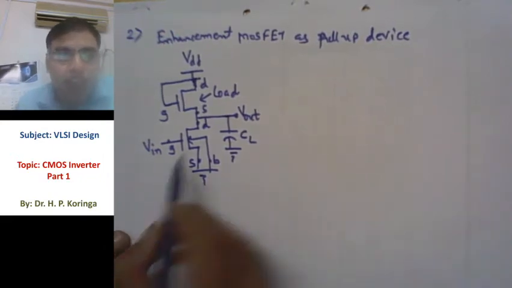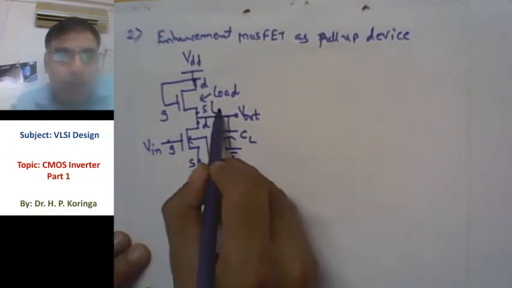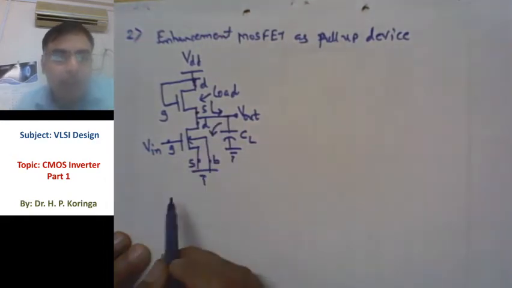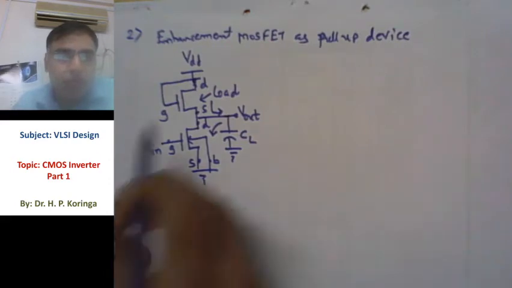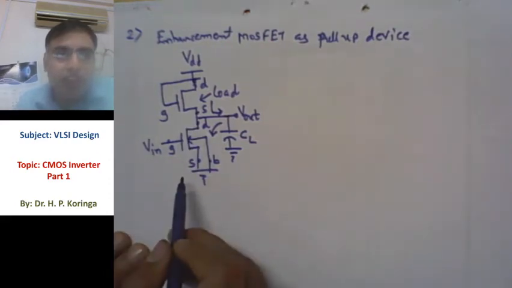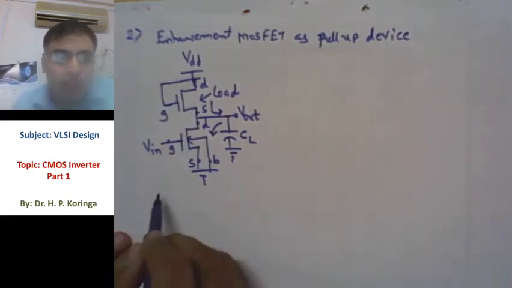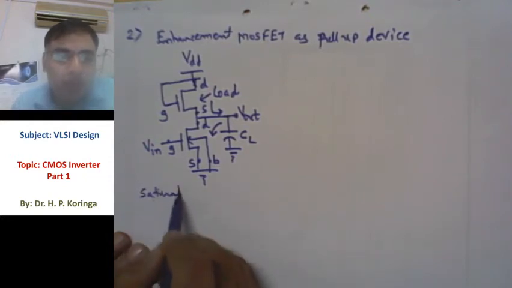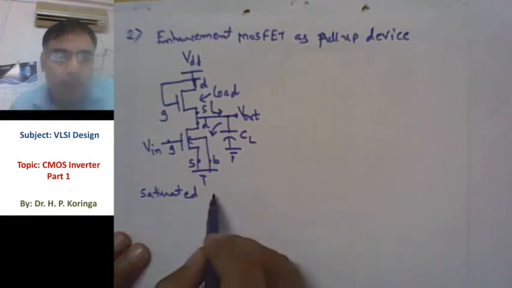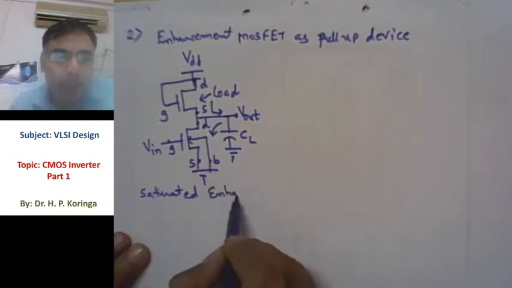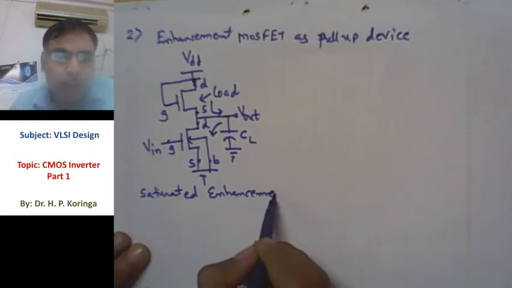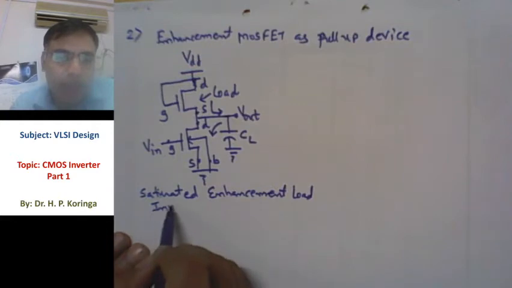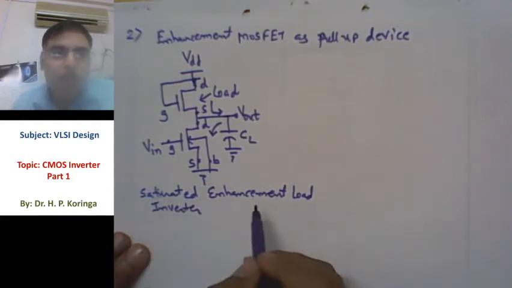Now this load capacitor is charged through the enhancement MOSFET and discharged through the driver MOSFET. We have discussed this topology in detail, and it is called a saturated enhancement load inverter, because the load MOSFET operates in the saturation region. Saturated enhancement load inverter, right?